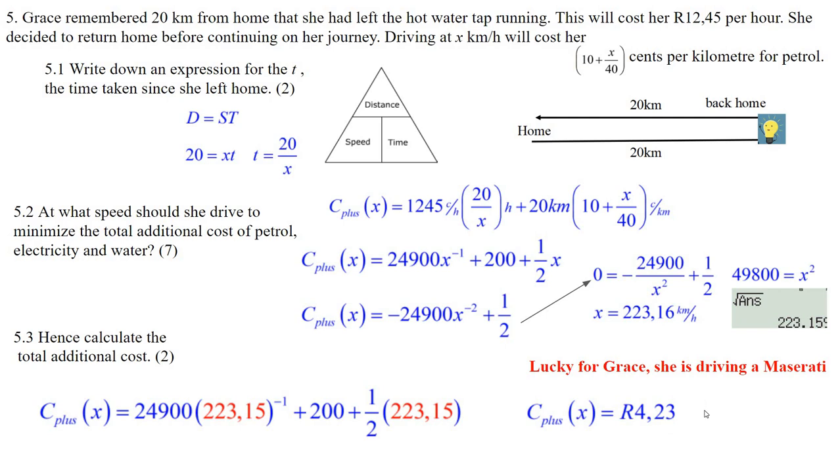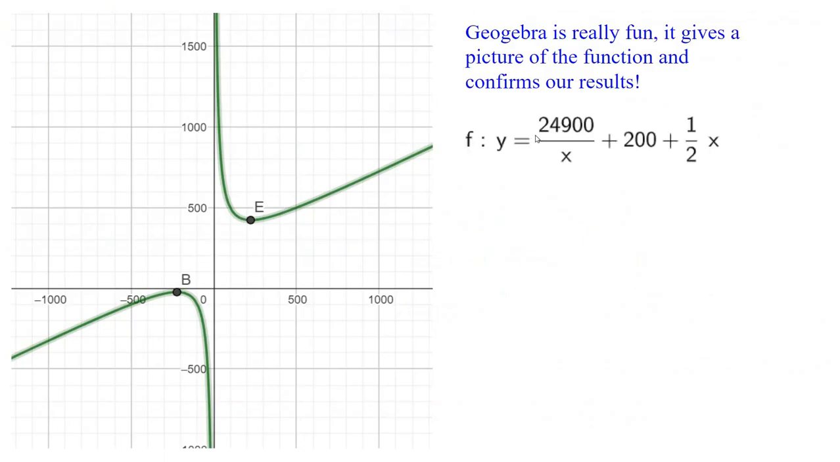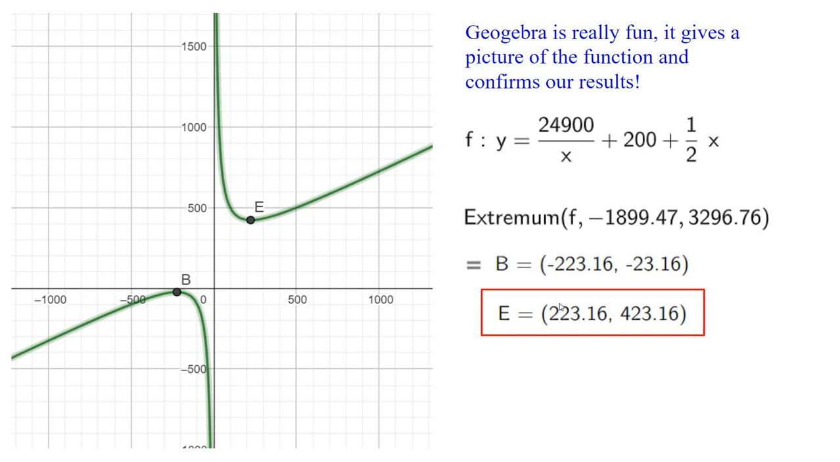Now, I like to put things into GeoGebra. I like to take this function here, and what I did, I took the function, 24,900 over x plus 200 plus a half x, and I put it in, look, it gave me this hyperbolic thing. And I can see that minimum here, and the computer calculated that minimum that we actually did, and it confirms 423 cents, 4 Rand 23, and the speed, 223 kilometers per hour.